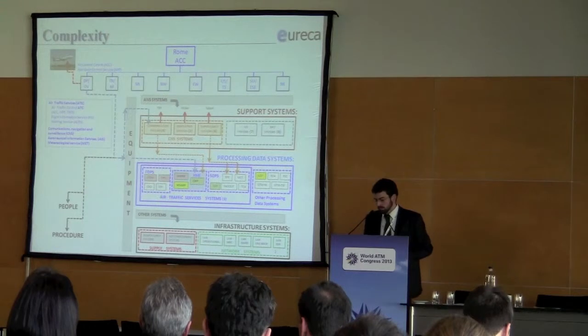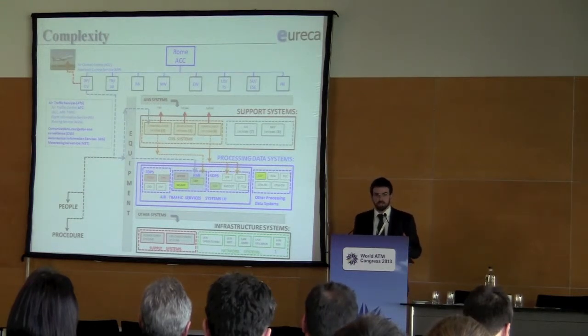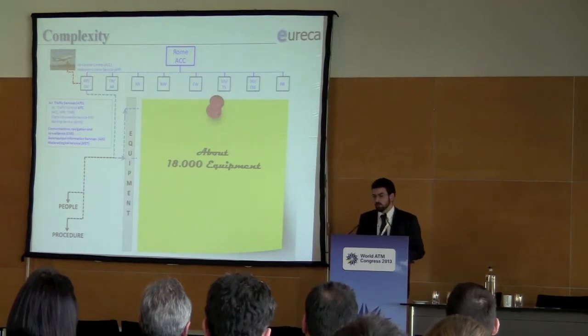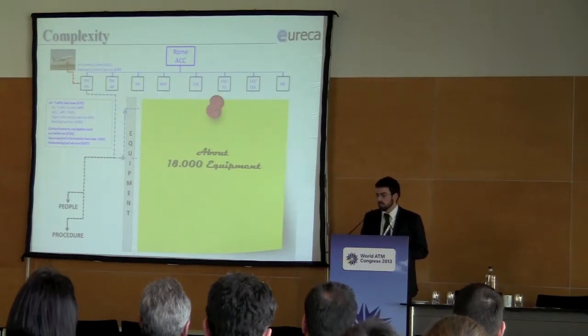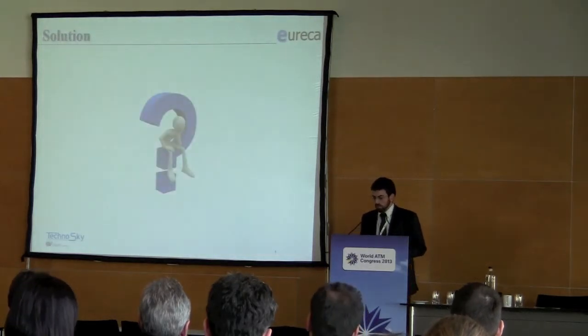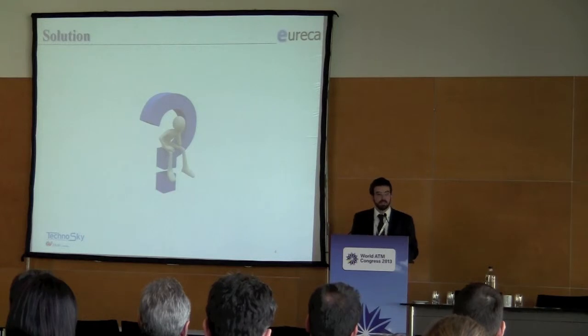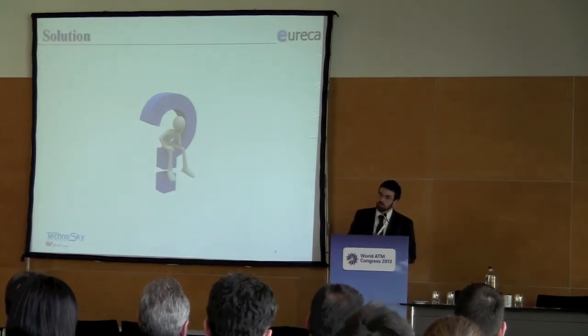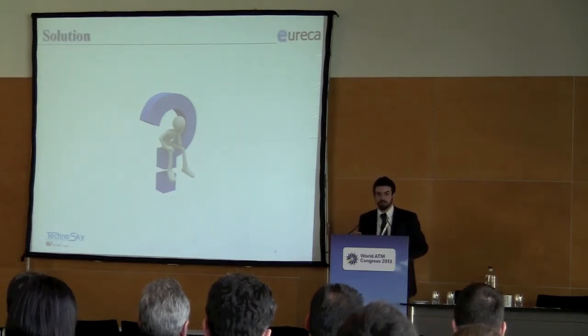But the problem is also that we have a very high number of equipment that we have to assess and control. Only in the Rome ACC, we have about 18,000 pieces of equipment, while at national level, we have about 500,000. So, which is the solution? How can we assess and control the situation from the point of view of people, equipment, and procedures? And which is the real target that we have to reach? Which is the real goal?